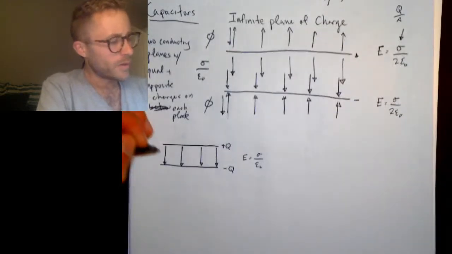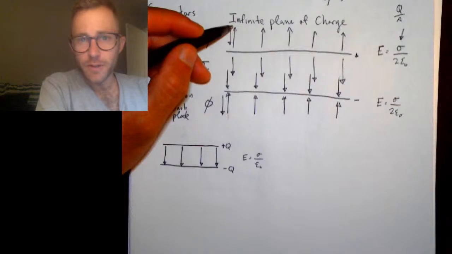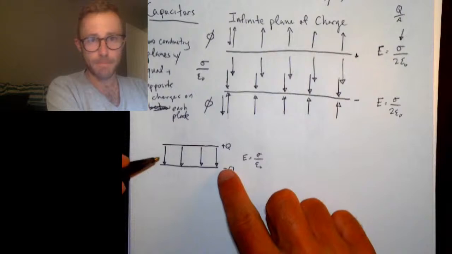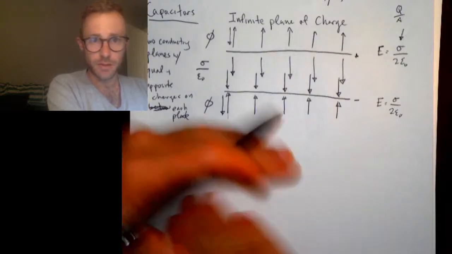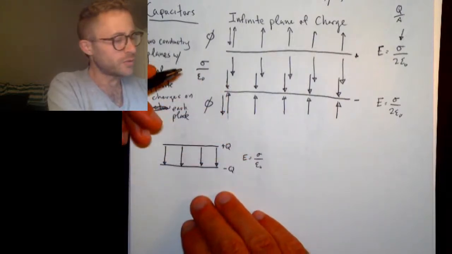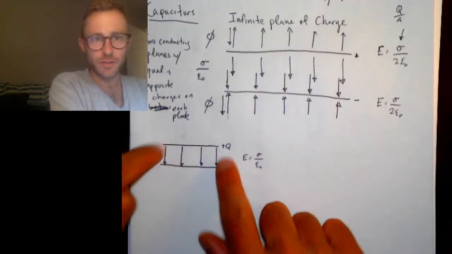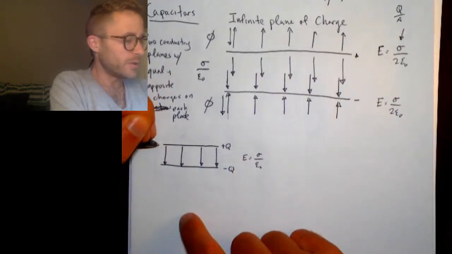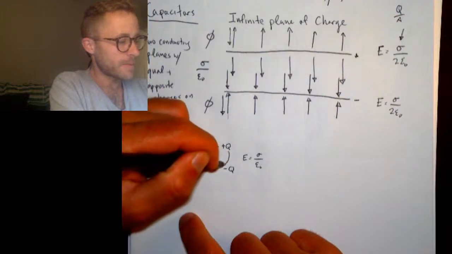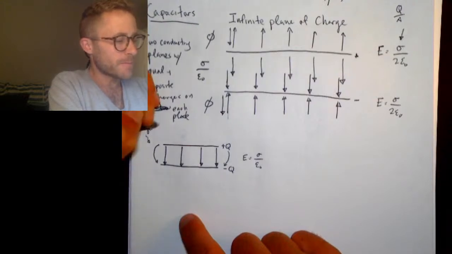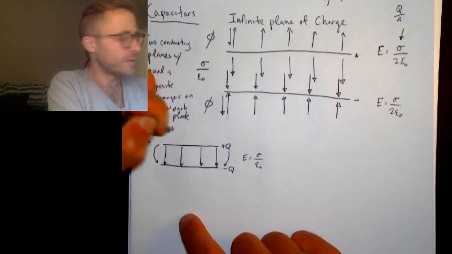Now this was two infinite conducting planes, but a capacitor has finite conducting planes. So actually, what happens is at the edge of the capacitor, the electric field bows out like this. This is called the so-called edge effect.